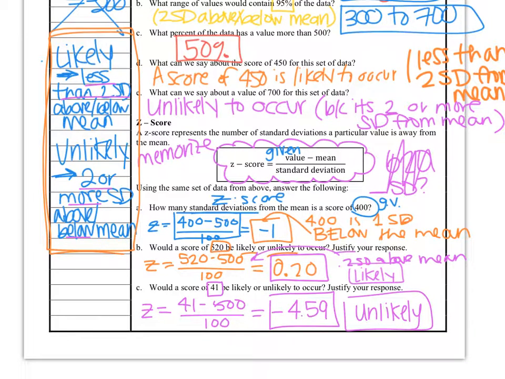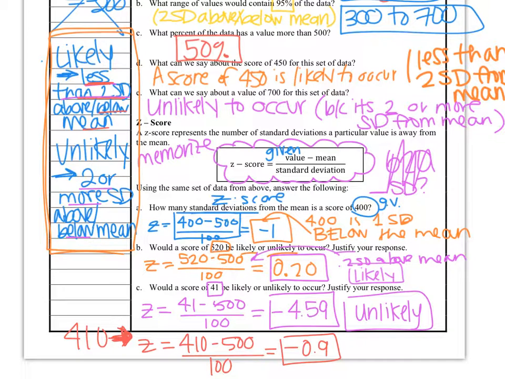And I'm going to take you for one more little trip here. Say that this was a 410. I just want to talk about the difference and how this changes our problem. So now we've got 410 minus 500 over 100. Let's find out if this is likely or unlikely. This ends up giving us negative 0.9. So we're to the left by less than 1 standard deviation. Well, that's clearly less than 2 standard deviations below the mean. And therefore this, if it was supposed to be a 410, is likely to occur.